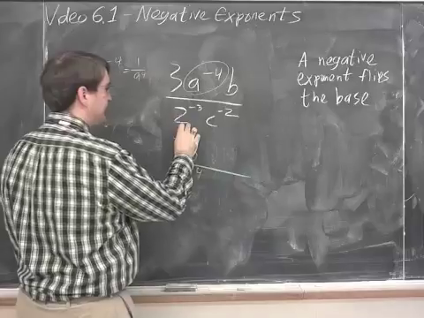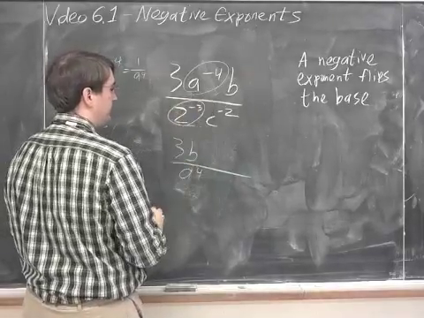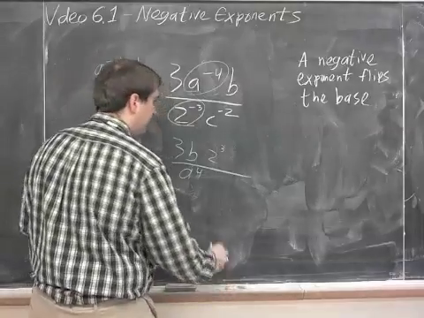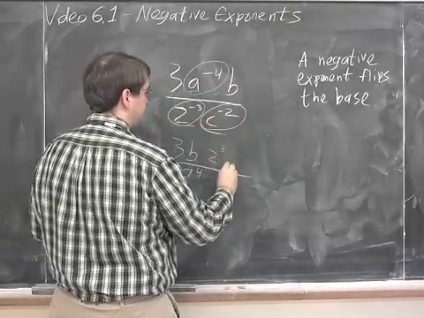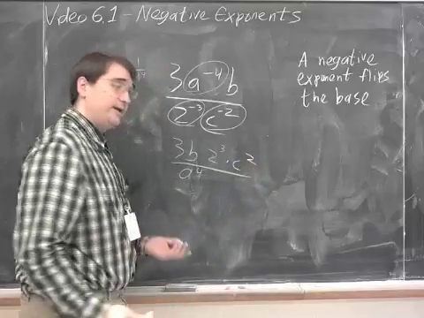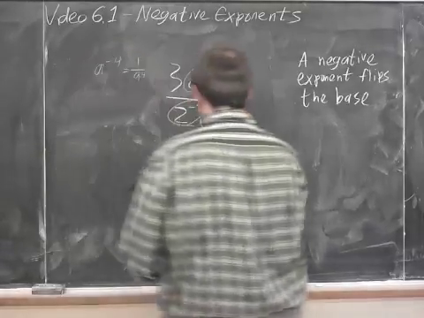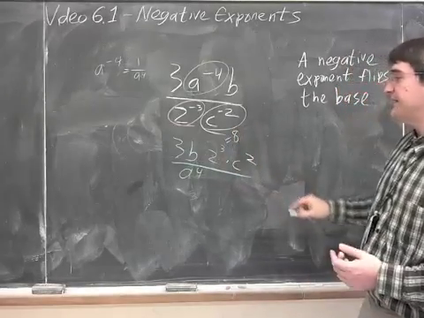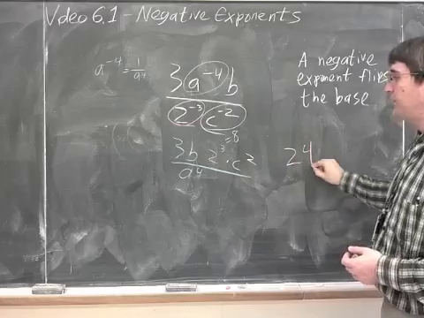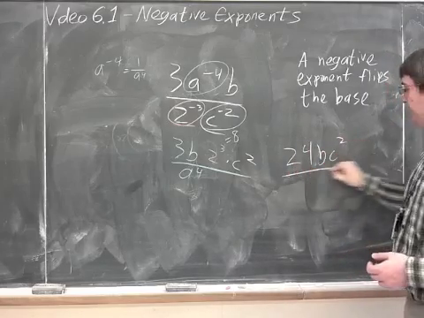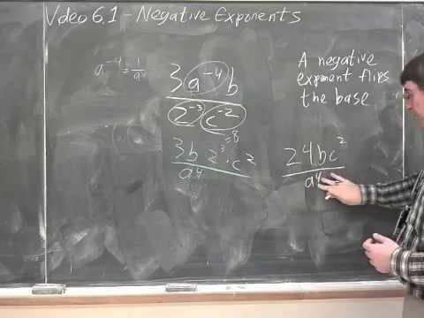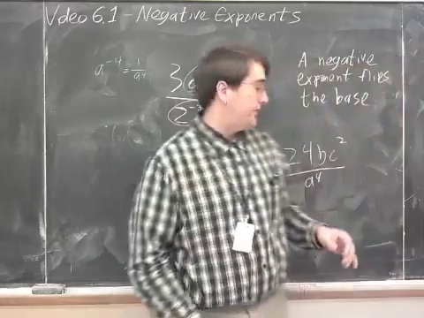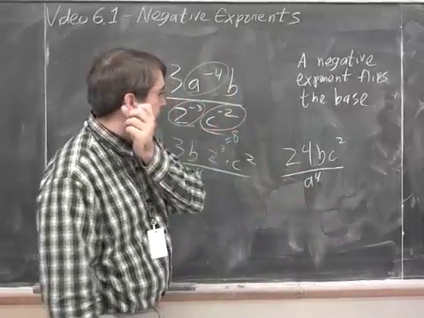This 2 to the negative 3 here becomes 2 to the positive 3 on the top. And this c to the negative 2 turns into c to the positive 2, again, on the top. And then this is 3 times 2 to the 3. 2 to the 3, of course, is 8. And I can actually multiply this across. I get 24 bc squared divided by a to the 4th. And so that would be our most simplified answer there: 24 bc squared over a to the 4th.